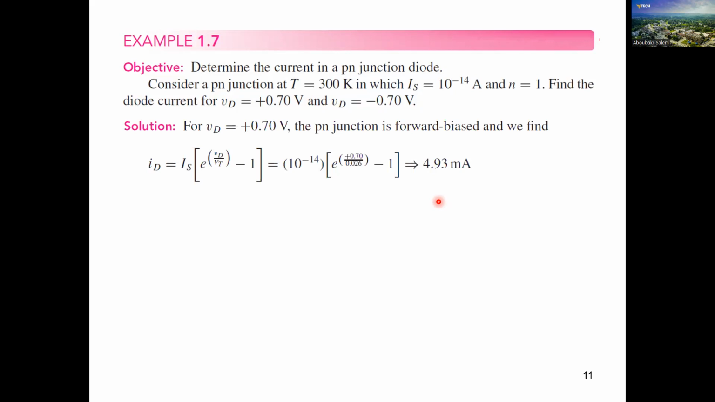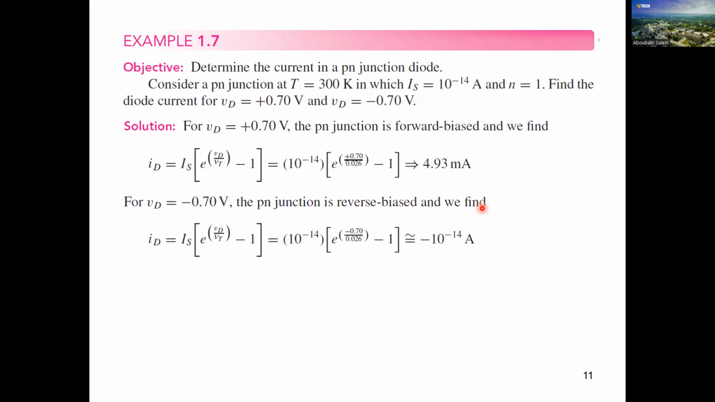Let's see. So substitute in our relation now, guys. IS times exponential VD divided by VT minus 1. So we consider N equals 1 here. So substitute in the equation, you will get ID equals 4.93 milliampere. So if you apply a voltage of 0.7, this is going to be the amount of current. What's happening if you apply minus 0.7?